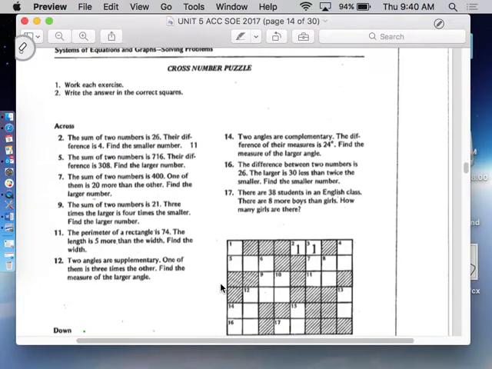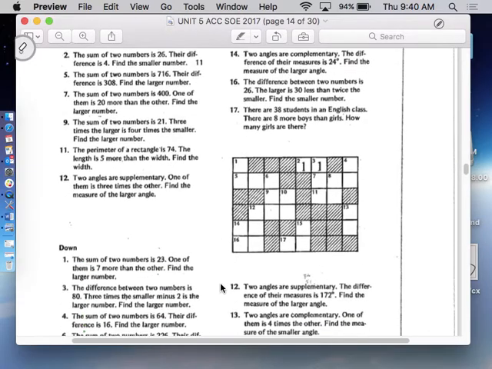And I'm going to move to the cross number puzzle. And I would like to show you how to work through and think about this. Let's just look at number 2. The sum of two numbers is 26. Their difference is 4. Find the smaller number. I would like for you to use systems of equations for this.